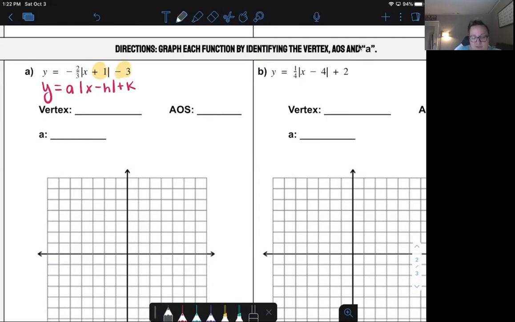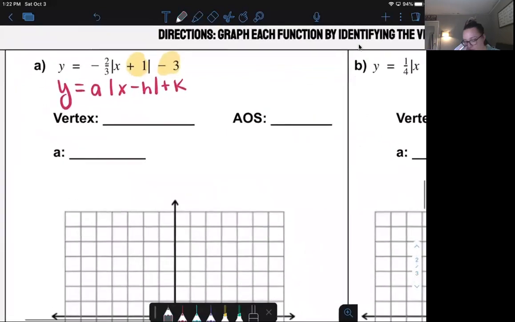I guess I should read the function. The equation is y equals -2/3 times the absolute value of x plus 1 minus 3. Our vertex, (h, k), is (-1, -3). Our axis of symmetry is x equals h, which in this case is -1. So x equals -1. And then a is the number being multiplied by the absolute value. It's out in front of our absolute value sign. Our a in this case is -2/3.